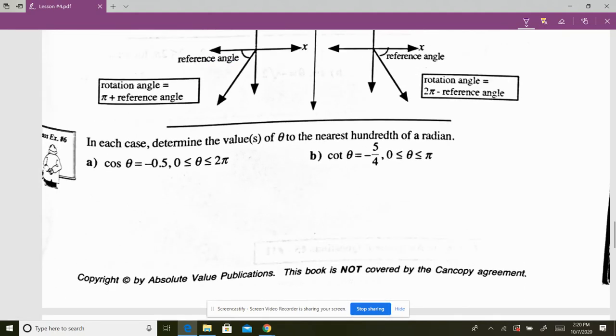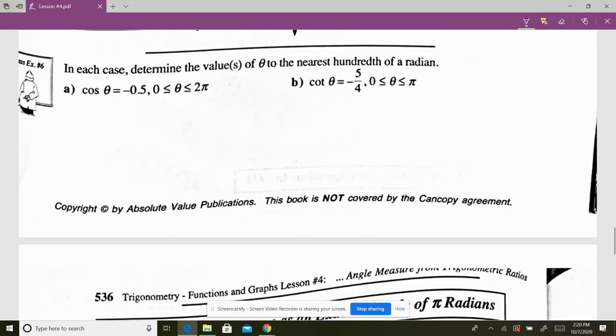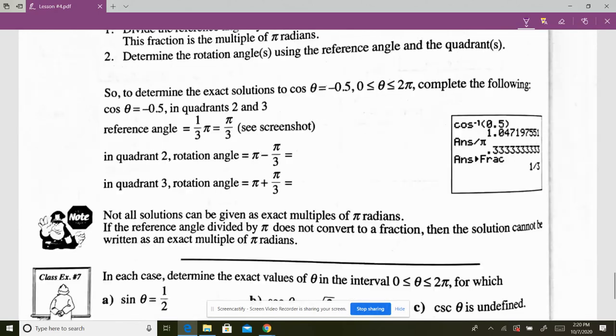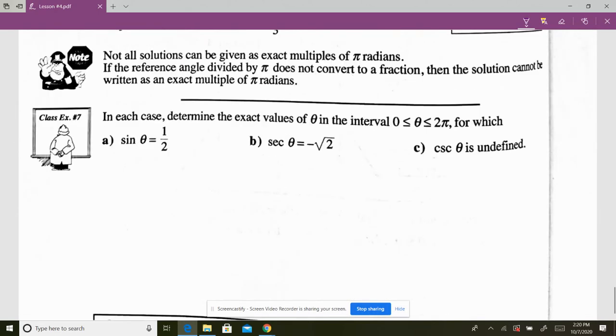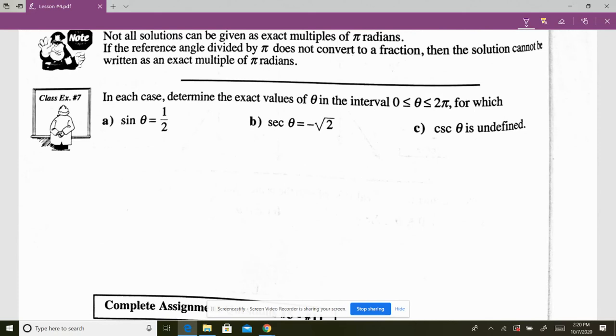It was planned. All right, let's go to page 536, please. We're gonna do these 3 questions. So, determine the exact value of the rotation angle.